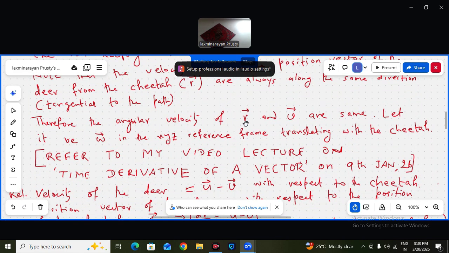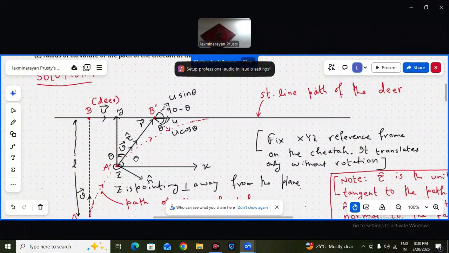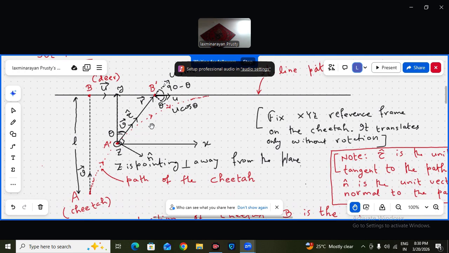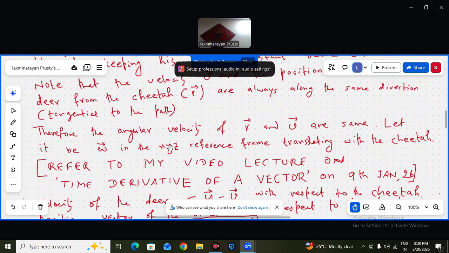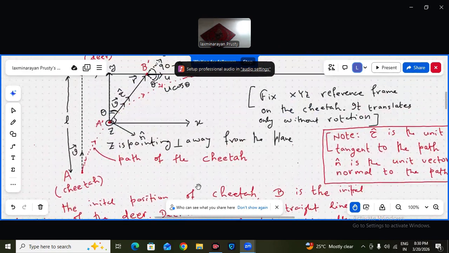Therefore, the angular velocity of r bar and v bar are same, because r bar and v bar are always in the same line, so whatever angle is turned by the r bar, the same angle will be turned by v bar. So their angular velocity is the same. That's a very obvious point. Let it be omega in the xyz reference frame.